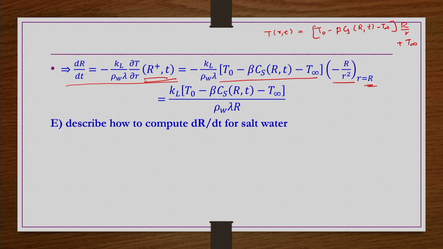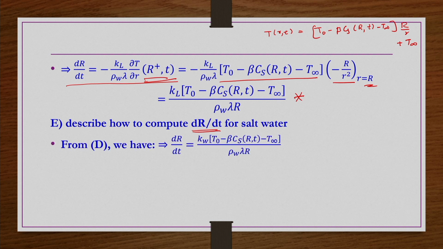Okay. So, the next and last part of the question is how to compute dR/dt for salt water. This is the expression we got for dR/dt for the salt water case. Okay. But how to evaluate this one?